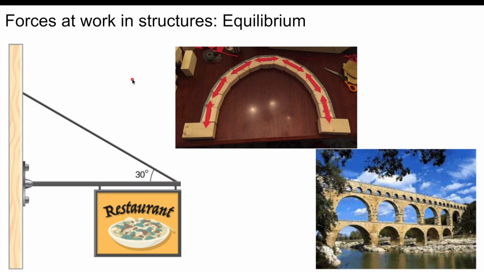Here's some other examples of equilibrium: a sign with an angle right here that makes a triangle. So that's going to hold this and make sure that it is in tension, and also it won't be moving. So it's at equilibrium. Same with an arch, and arches can last a very long time.